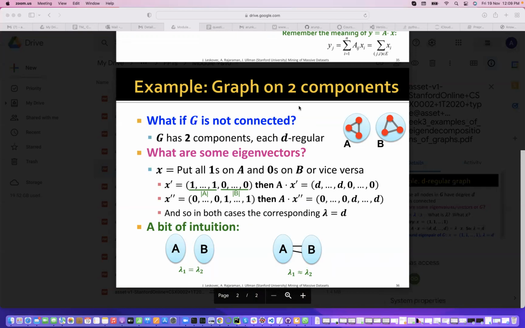So if you have two D-regular components for a graph, some examples of the lambda values and eigenvectors you will get are given here. So lambda equals D, and your eigenvector may be 1, 1, 1, 0, 0, or all zeros in the beginning, then ones for the second component. So a bit of intuition: lambda 1 equals lambda 2. Then you get two values, lambda 1 equal to lambda 2, like this. If lambda 1 is not equal to lambda 2, then they may have connections between the two components.